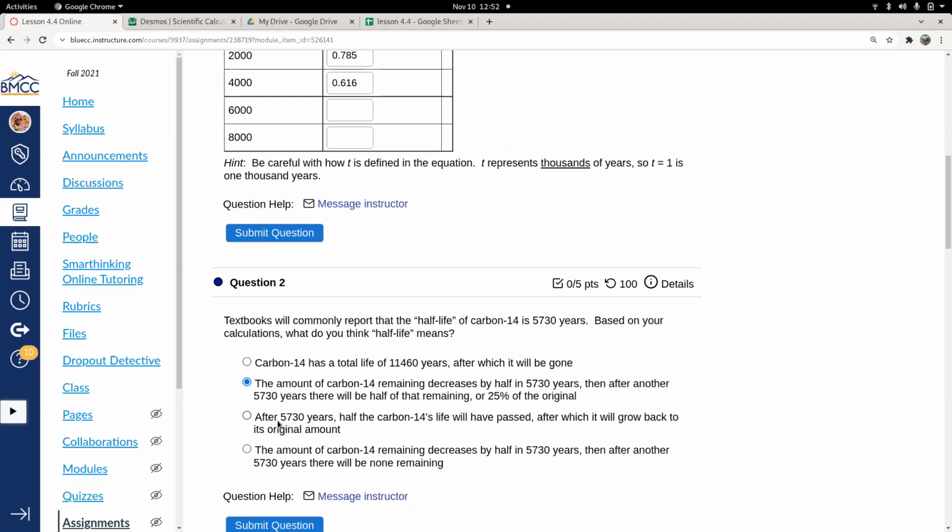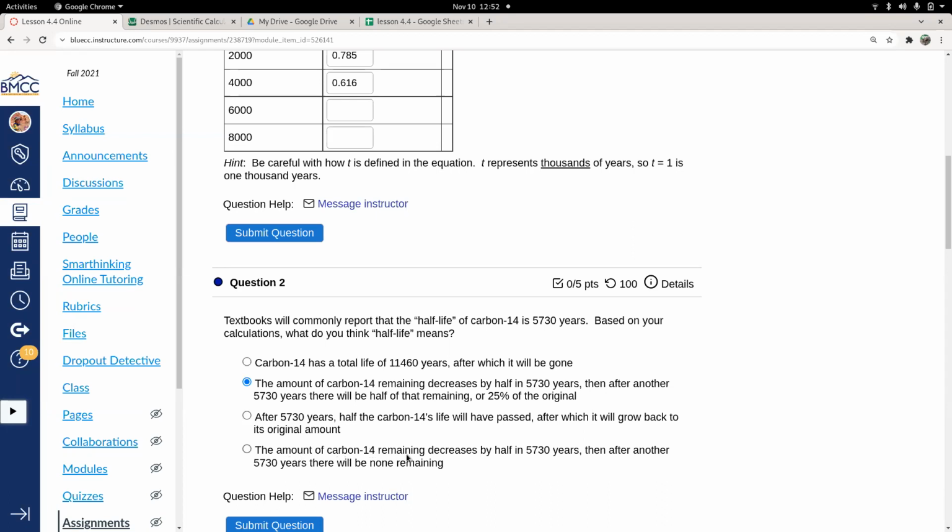After 5,730 years, half of the carbon-14's life will have passed, after which it will grow back. What? It's not a lizard growing back its tail. Okay, I got nothing, no evidence of that. That's crazy talk. All right, next one.